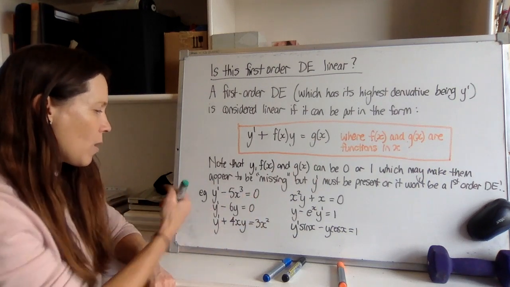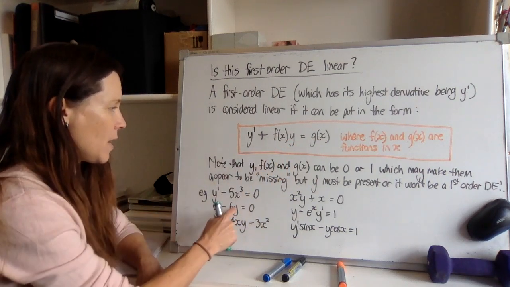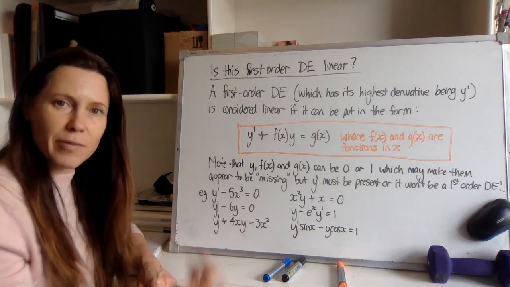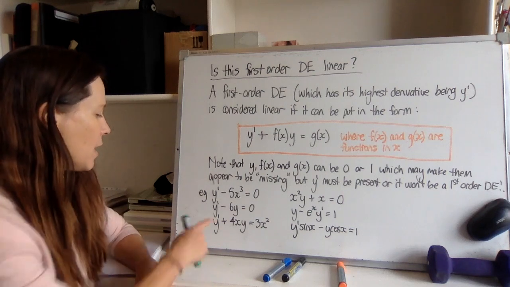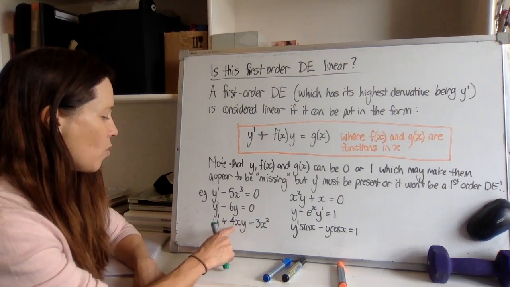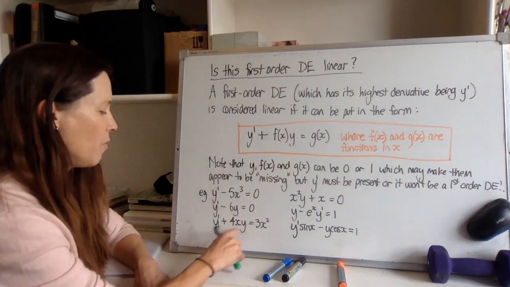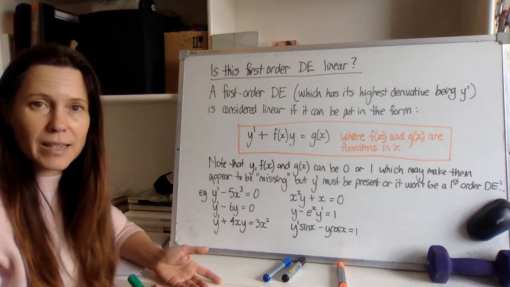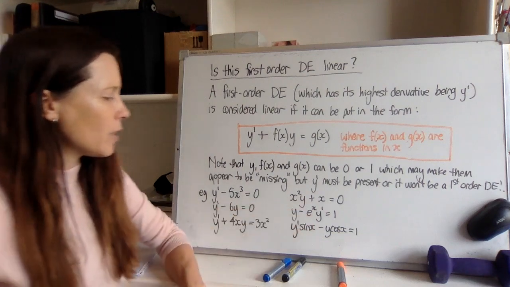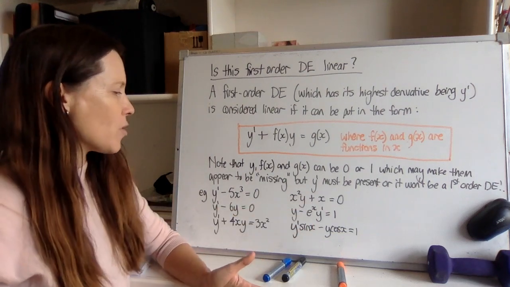Same thing here, we've got our y dash, we've got y, and we've got some function of x. Negative 6 can be a function of x. It's just minus 6x to the 0. And in this one, y dash plus 4xy, that looks even more obviously like that. It's equal to some other function of x. So these three are really easy to spot. These three are a little bit harder. We might need to do a bit of work to rearrange them.